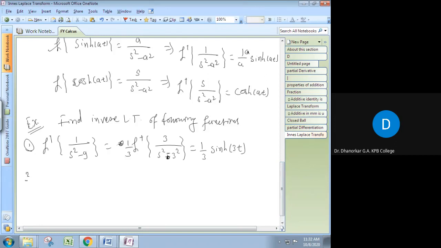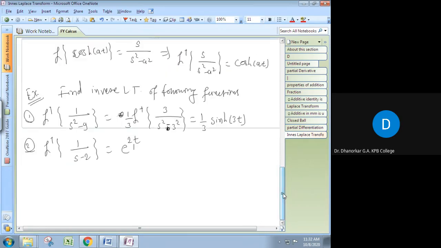And second, we have to find L inverse of 1 divided by s minus 2. We know the formula: Laplace transform of e raised to power at is equal to 1 divided by s minus a. From this we are getting this is the Laplace transform of e raised to power 2t directly.